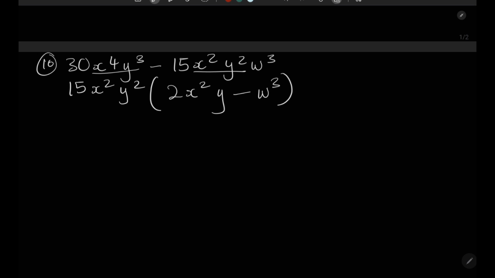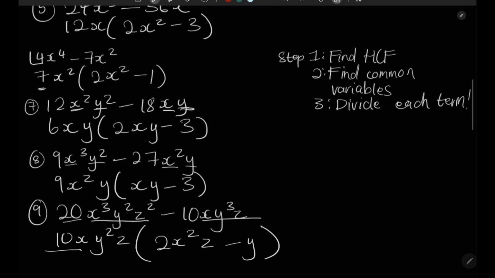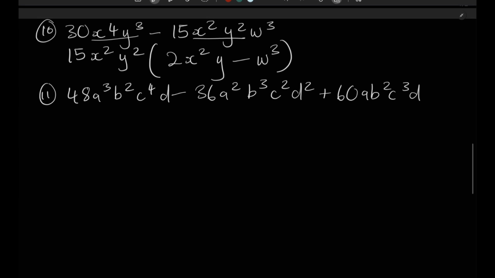And let's do the last example. The last example, 48a cubed b squared c to the power 4 d minus 36a squared b cubed c squared d squared plus 60ab squared c cubed d. What's the first step? Step 1, you find the HCF. Which number can go into 48, 36, and 60 without leaving a remainder? It's 12. So you write down your 12.